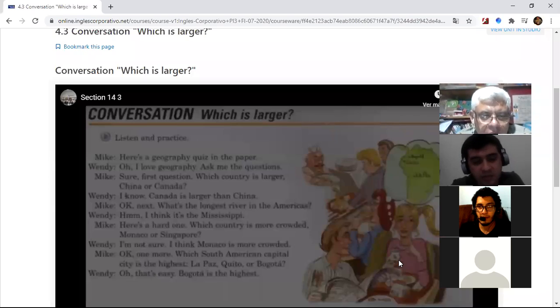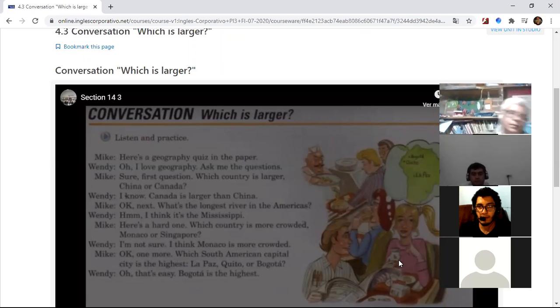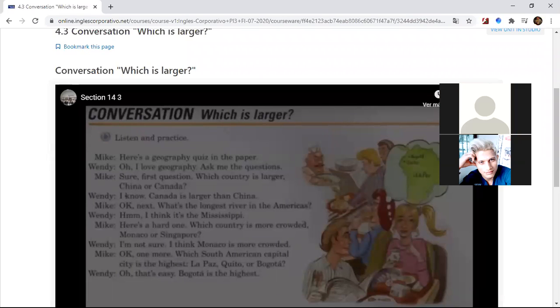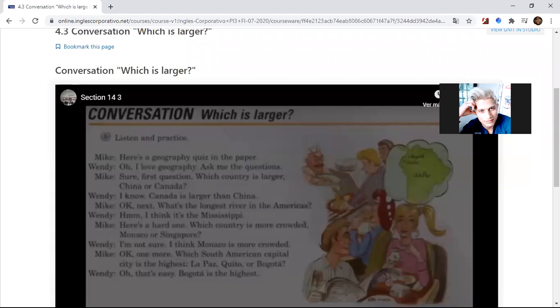Which South American capital city is the highest? Highest. La Paz, Quito, or Bogota? You can say Bogota, no problem, right? Again, which South American capital city is the highest? La Paz, Quito, or Bogota? Roxana Mendez. Roxana, please, can you help me? Only you. Repeat. Okay, one more. Which South American capital city is the highest? La Paz, Quito, or Bogota? Excellent, thank you. Now, the last one.